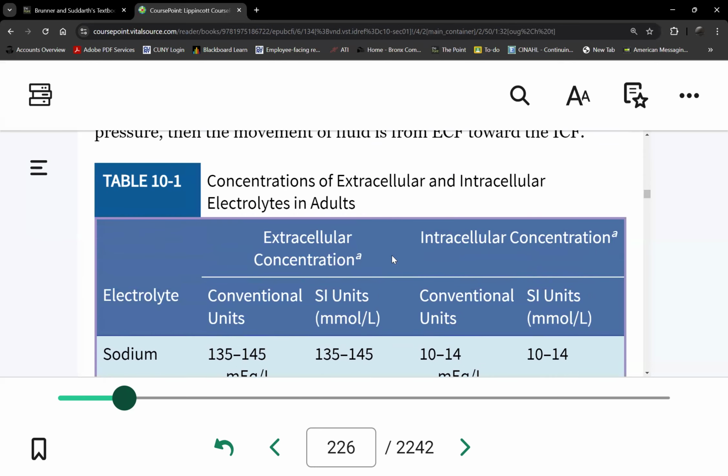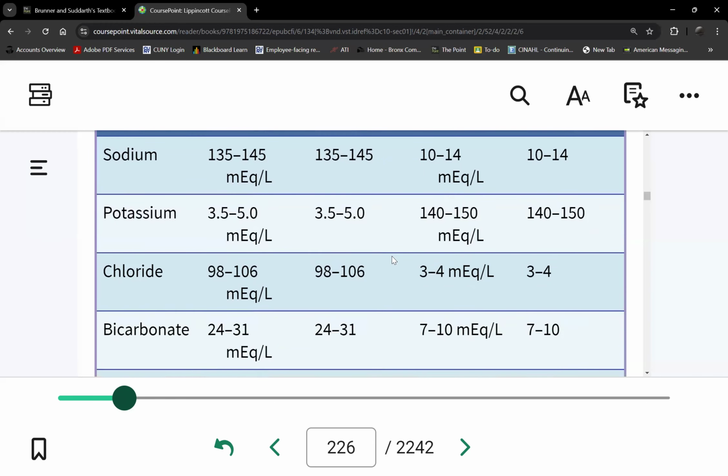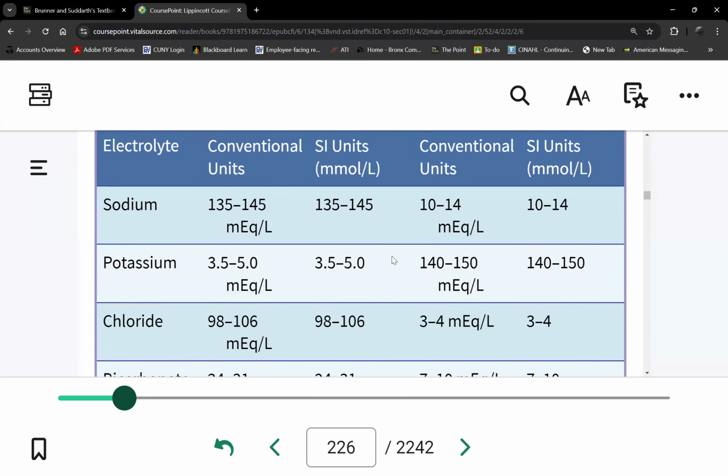For testing purposes, these are the values that we will use. I know you work in different facilities. So for those who work in hospitals, we will not use your hospital's normal ranges. What will we be using? Table 10-1. This is your textbook's range of electrolytes. This is what we'll be using for testing purposes.